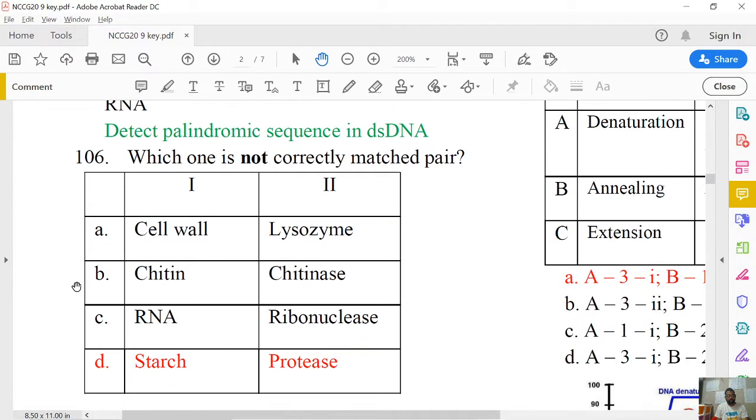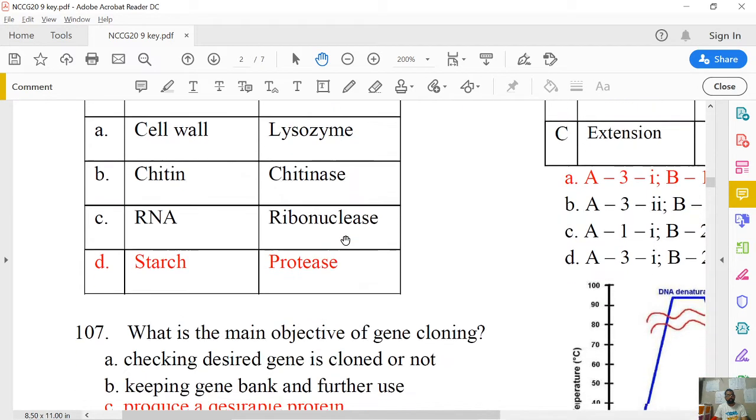Which one is not the correctly matched pair? So lysozyme can be used for the digestion of cell wall. Chitinase can be used for the digestion of chitin. Ribonuclease for the RNA, but not protease. Starch you can digest with the amylase.